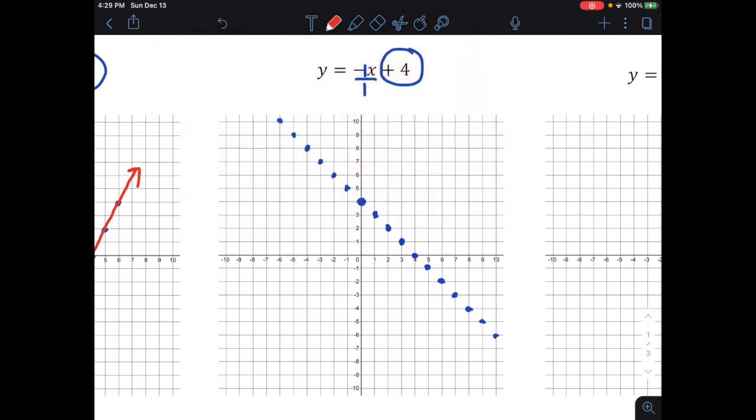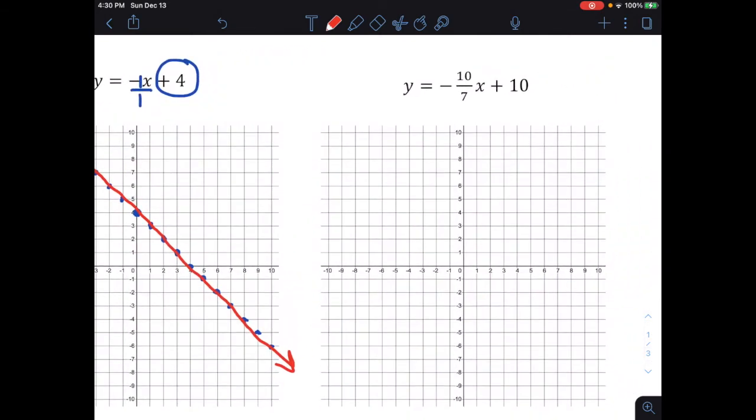Now, some people have a bad habit of not connecting the dots to make a line. Again, I said dots, but they're actually points. Okay, so there we go. We made our line. And it has a negative slope. It's going down, so that's something to look for.